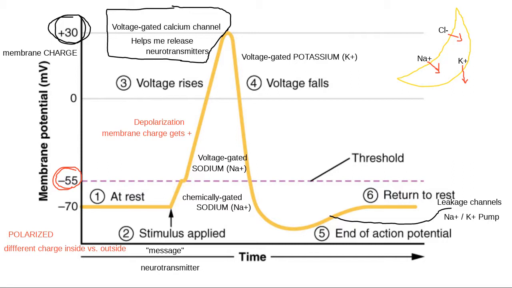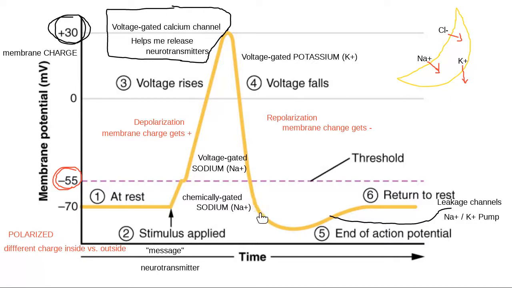When we get completely depolarized, so we're completely the wrong charge up here, that's when we start the process of repolarization. And when we do repolarization, we're trying to get back to normal, back to -70. So repolarization is when the membrane charge gets negative, when the membrane charge goes down. So we're repolarizing on this side of the graph, trying to get back to normal.